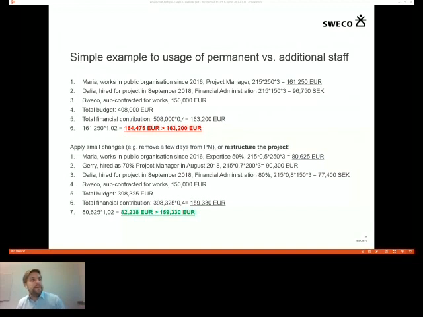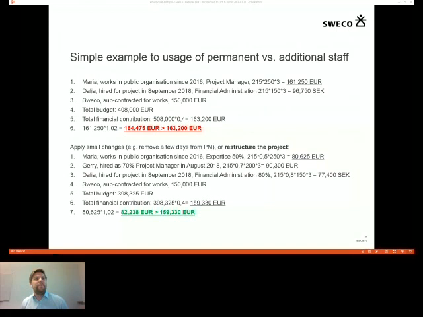Dalia, on the other hand, has been hired specifically for the project after the grant agreement in September 2018. Therefore, she is additional staff, and she will manage the financial administration of the project. She will actually work full-time with the project too, because she will have some other side tasks also.